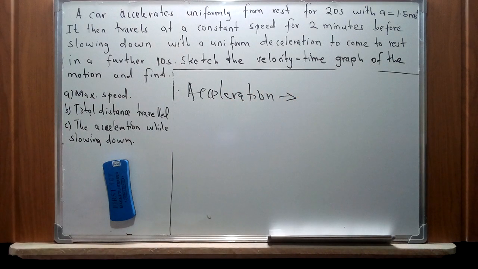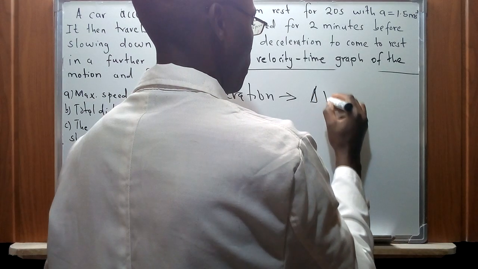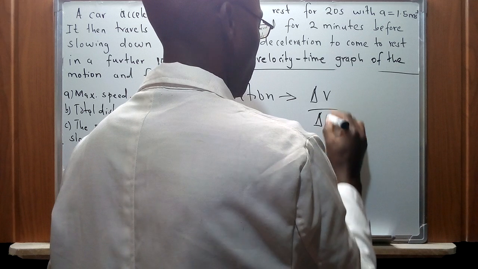And in this case, acceleration is how fast you go, that is, either you speed up or slow down. It refers to how velocity changes with time. So acceleration is given as a change of velocity over change in time.